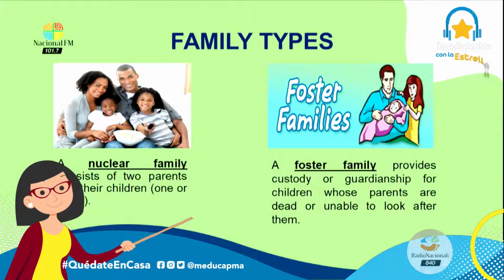A foster family provides custody or guardianship for children whose parents are dead or unable to look after them. So it means that if you are living not with your mother and father, but with, for example, an aunt and an uncle, or people who are not related to you by blood, okay? That would be a foster family because you cannot live with your parents. No vives con tus padres, no vives con tu mamá y tu papá. So you will be living in a foster family, okay?